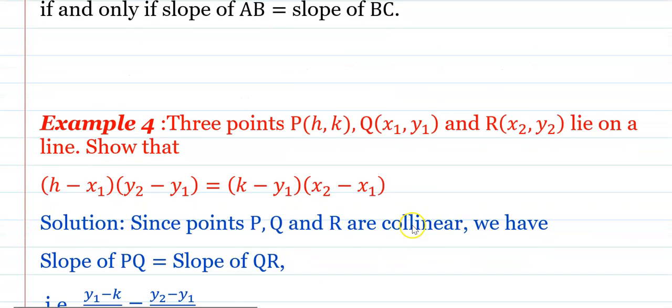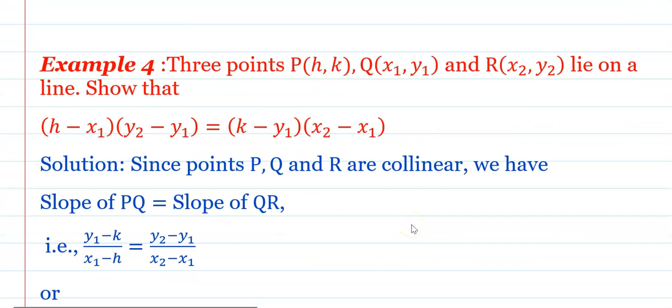Now the example. Three points P(h, k), Q(x1, y1) and R(x2, y2) lie on a line. Show that (h minus x1) into (y2 minus y1) is equal to (k minus y1) into (x2 minus x1).